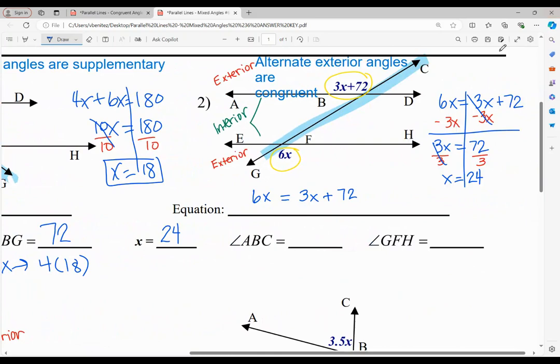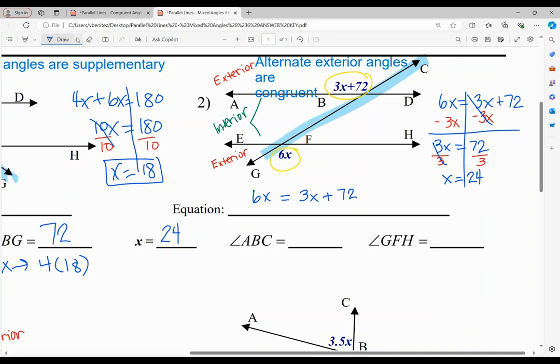Number 2, we have the transversal here. We have the interior angles in between the parallel lines, the exterior outside of the parallel lines. And we see that we have one angle on one side of the transversal and the other one on the outside. These are alternate exterior angles. They're on the outside of the parallel lines, opposite sides of the transversal. Alternate exterior angles are congruent.